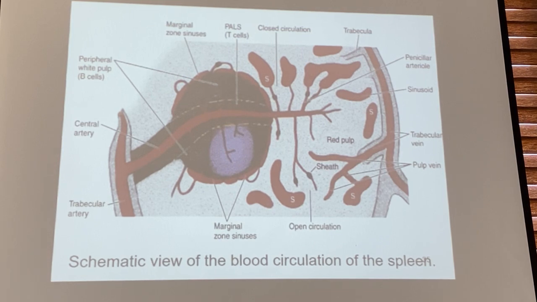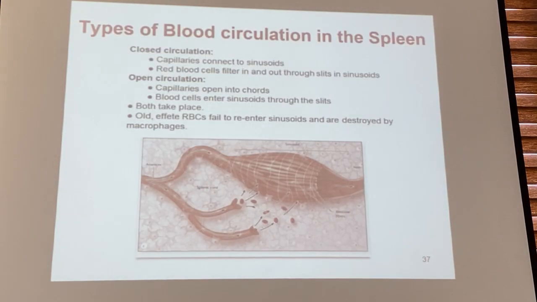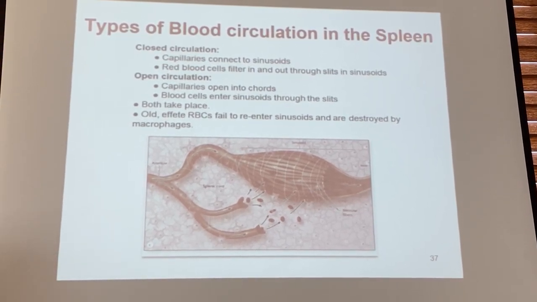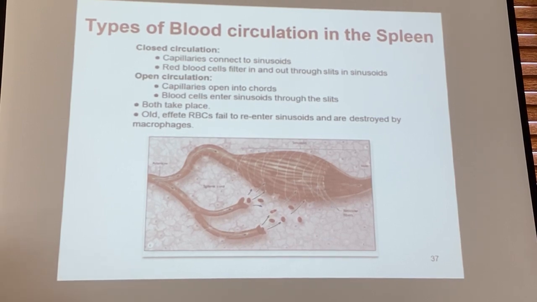In the case of open circulation, as you see here, this image shows both types of circulation. The above one is the closed type. You see the peninsular arterioles forming these capillaries, which join with the sinusoids and become veins. Other branches of the peninsular arteries are open, so the blood will be poured freely.